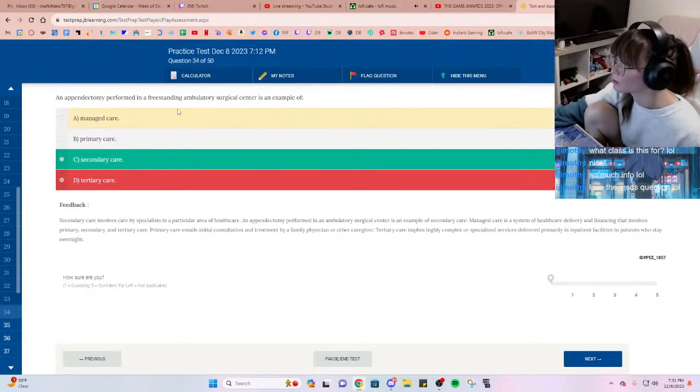Okay, so I thought it was more complex. I thought an appendectomy was more complex than it actually was. That's where I went wrong.